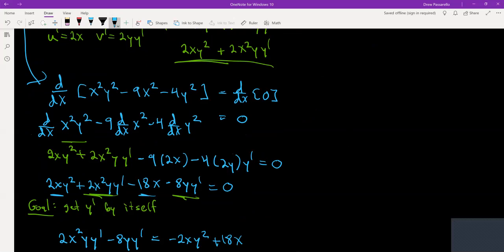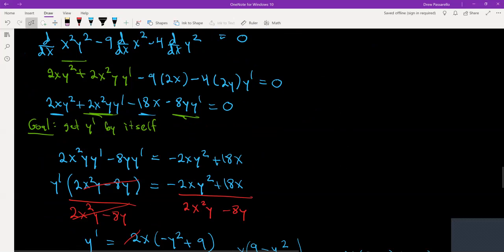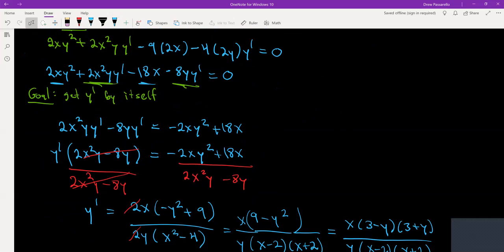And then for the x squared, that's -9 times 2x. And then for the y squared, the derivative of that's 2y, so it'll be -4 times 2y, then y prime. All right, then I wanted to get y prime by itself. So the only terms that had y prime are 2x squared y prime, and then -8y, y prime. So I just left those in the left side. I brought over the 2xy squared and the -18x to the right side, so they would have opposite signs when you do that. All right, and so that looks all good.